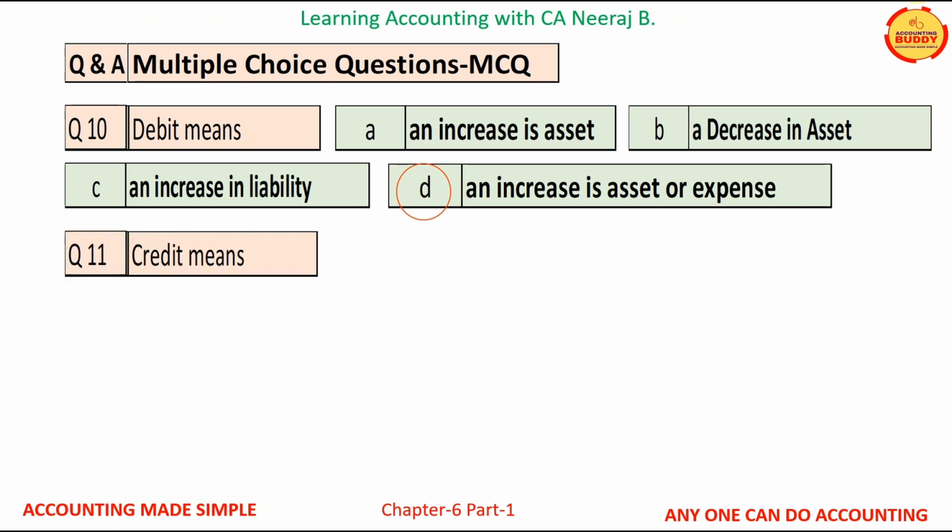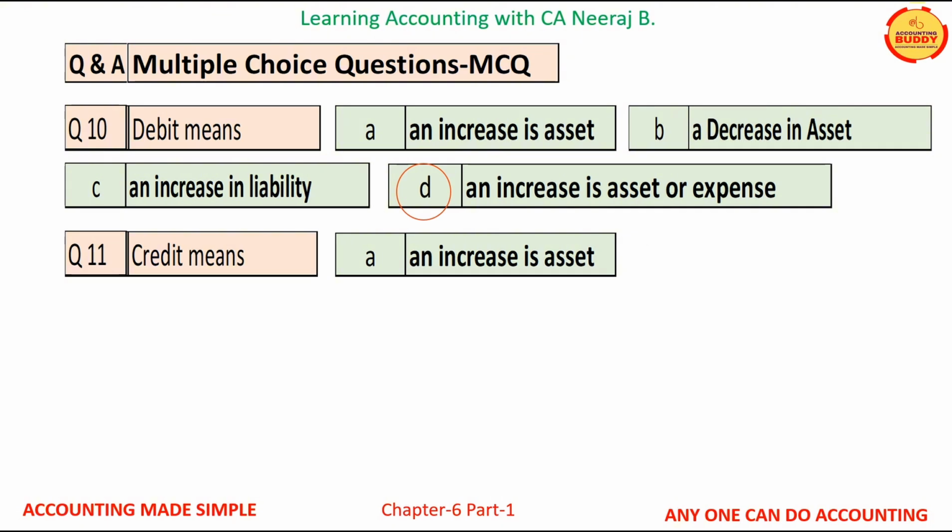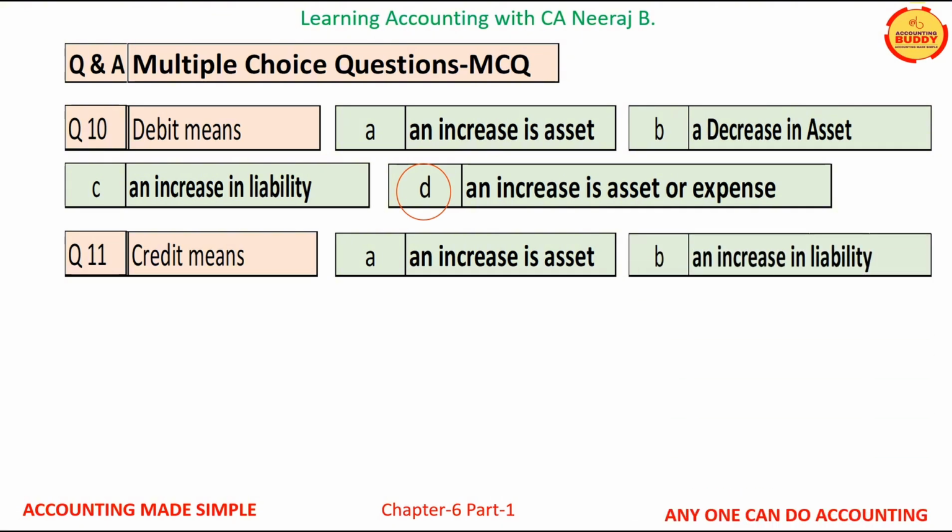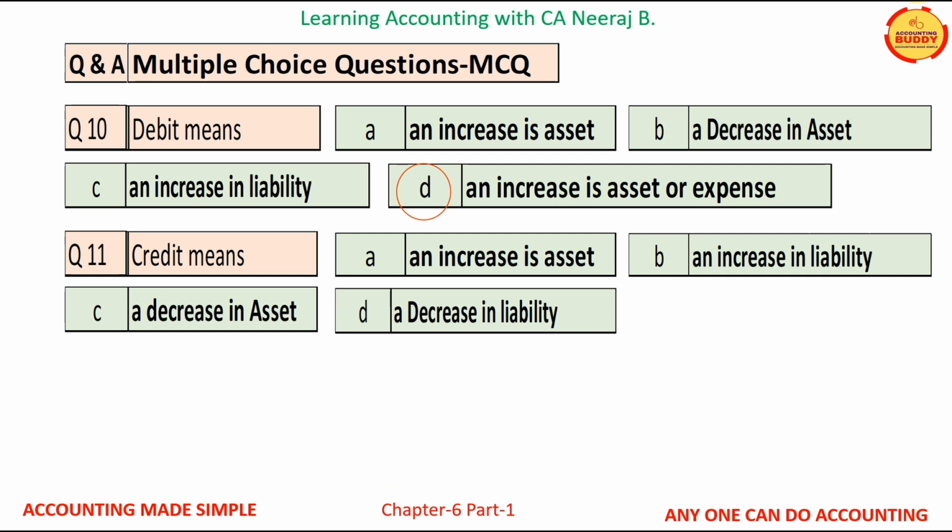Question number 11, credit means, and the available options are option A, an increase in asset, option B, an increase in liability, option C, a decrease in asset, and option D, a decrease in liability. And the correct answer is option B, an increase in liability.